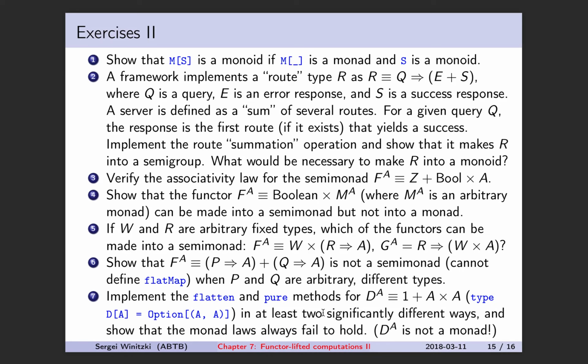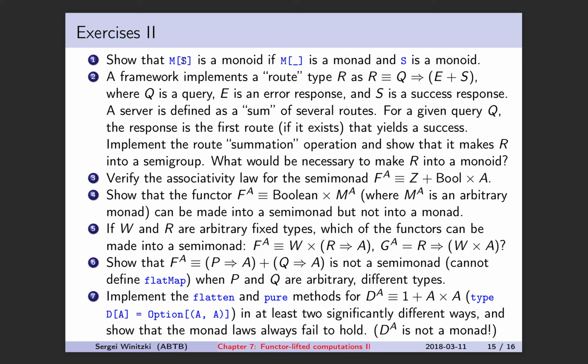Let me make some comments about the exercises. So the first exercise is to complete the proof that we started in the worked examples. We showed that this is a semigroup for a semimonad and semigroup S. But now if it's a full monad, you should show that this is a full monoid, given that S is itself a monoid, also a full monoid.